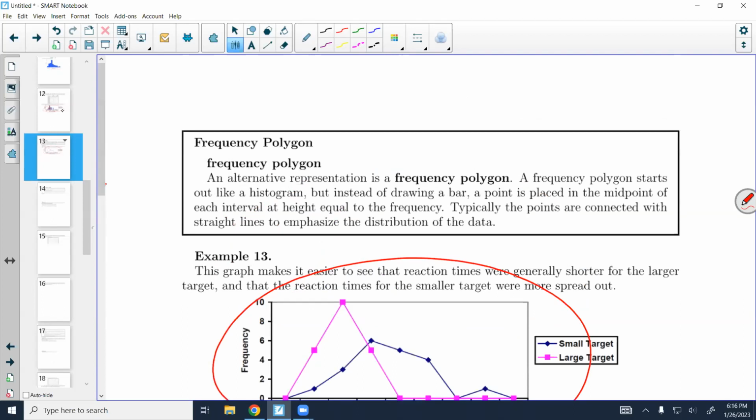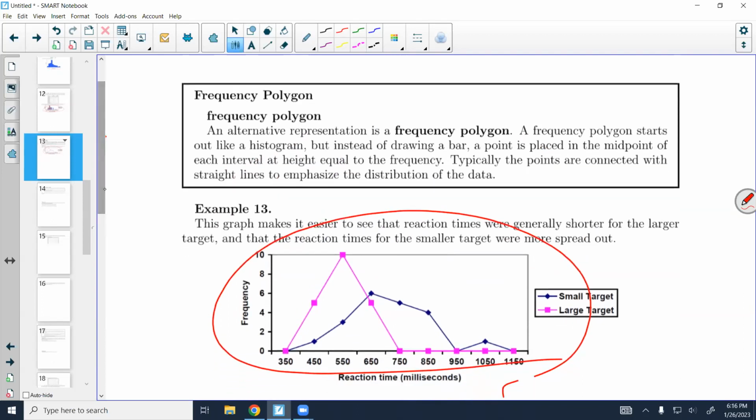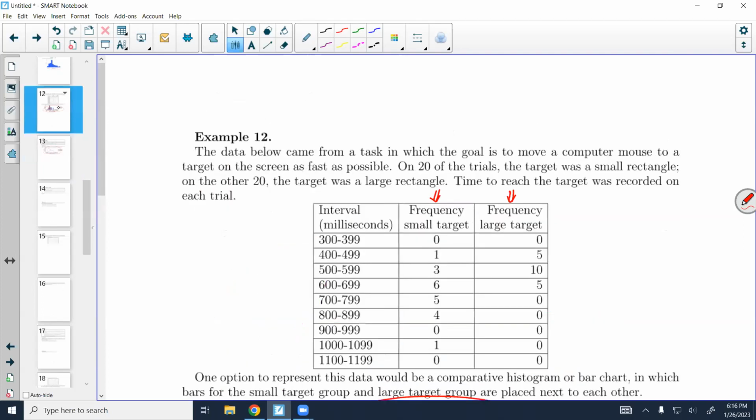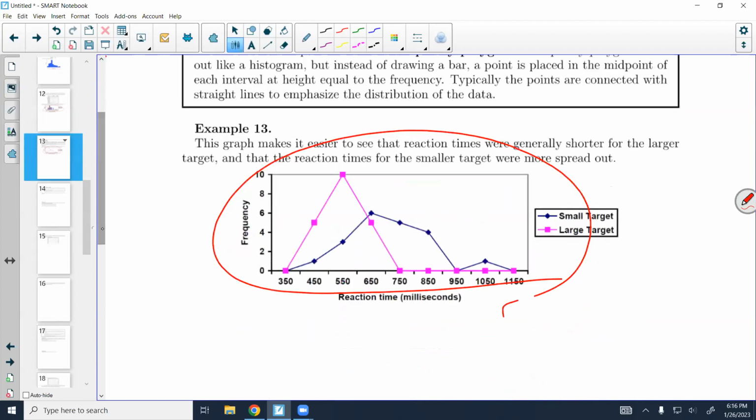Essentially, when we go back to the previous page, there was nothing here. So we want to start before this just to make it easier on us. So at 350 to 400, there's 0, which is right here. That's the midpoint between 300 and 400. And then we go to the midpoint here, and we have our 2 dots. And same here.